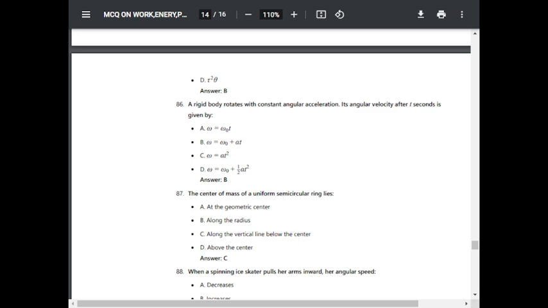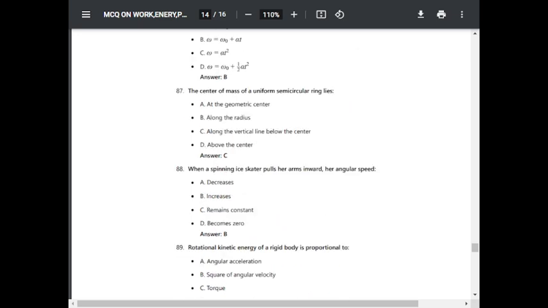Question number 87. The center of mass of a uniform semicircular ring lies: option A, at the geometric center; option B, along the radius; option C, along the vertical line below the center; option D, above the center. The correct answer is C, along the vertical line below the center. Option C is correct.